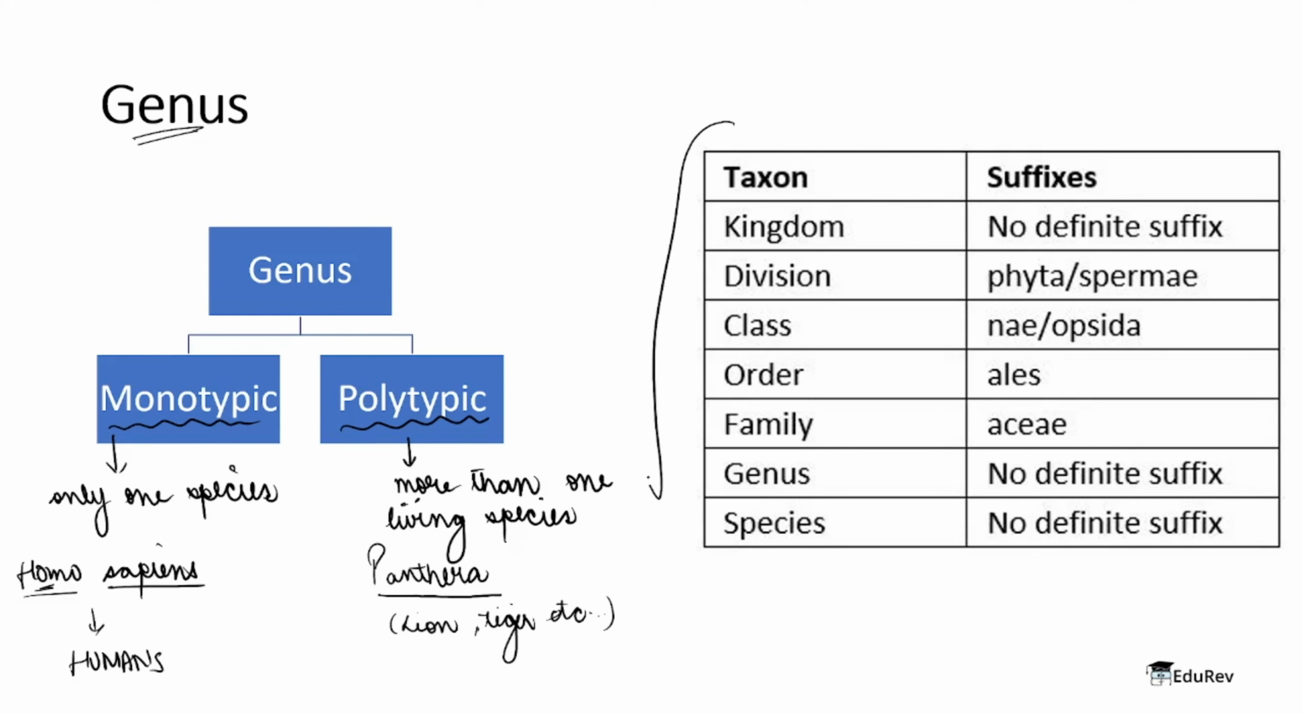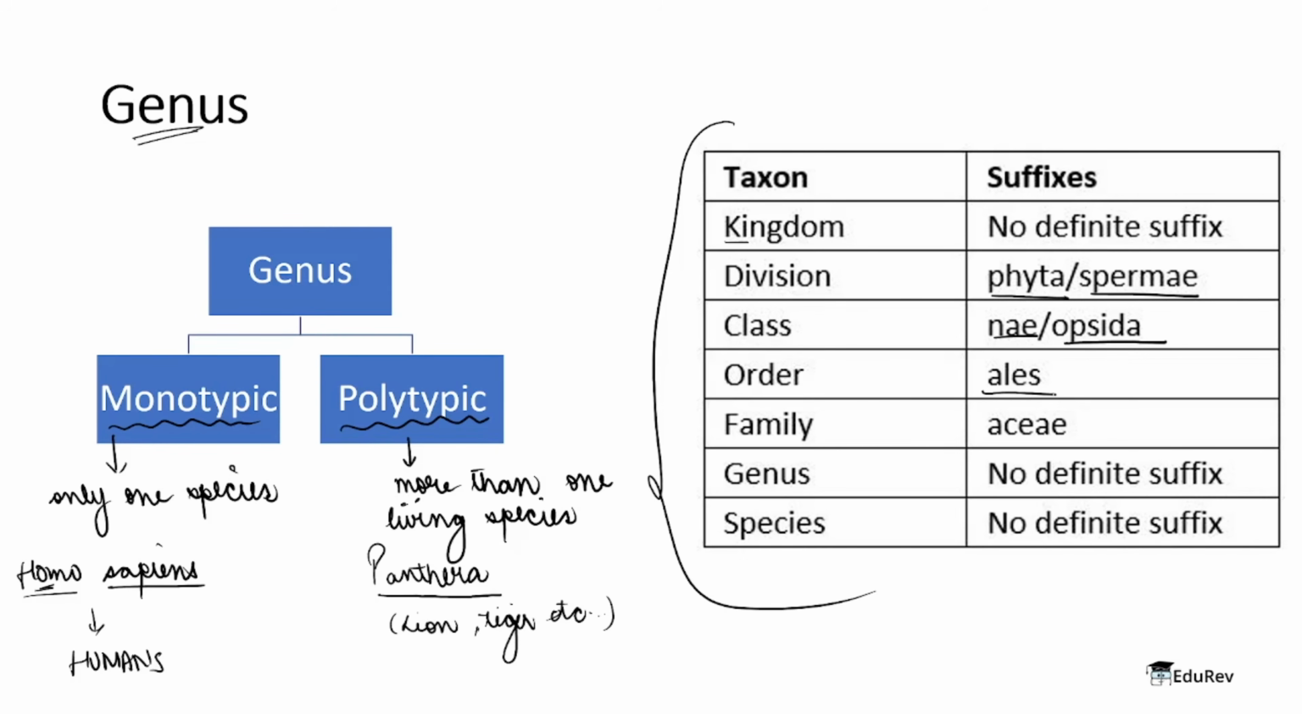So here we have defined the taxons, which are kingdom, division, class, order, family, genus and species, and we have decided the suffix that will go with them. With kingdom there is no definite suffix. With division we have phyta for plants and spermae for animals. With class we have ne for plants and opsida for animals.